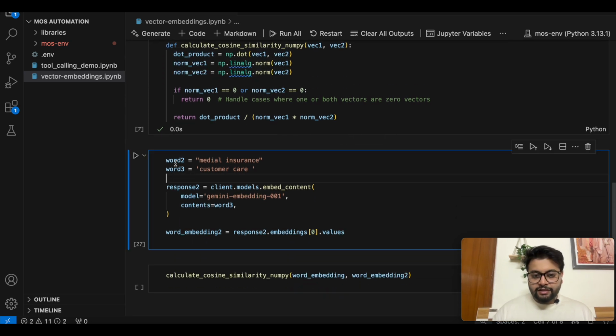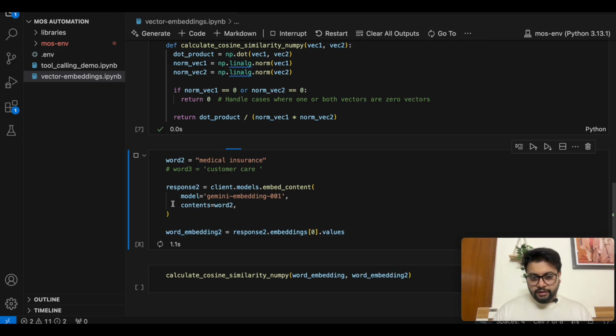The second thing we are doing is taking the embedding for a particular word. This time, let's take word 2. I'm going to comment out word 3 so that I don't accidentally use it in this walkthrough. For now we have word 2, which, let me correct the typo, is medical insurance. I'll get the vector embeddings for word 2 and store this embedding here. If I run this, I'll get the phrase embedding for medical insurance.